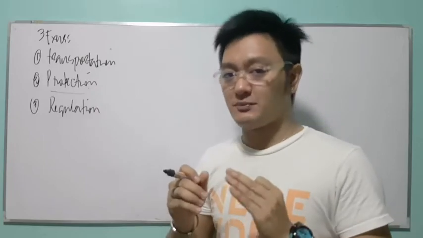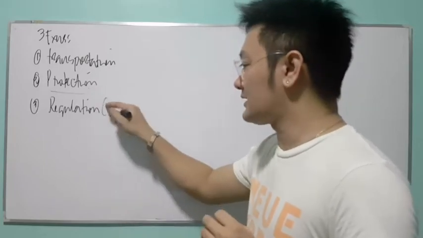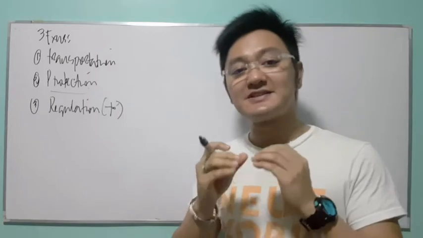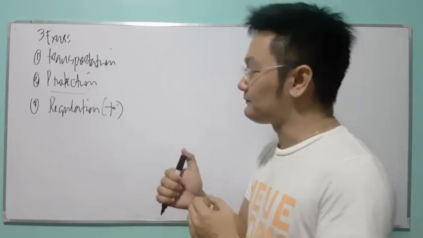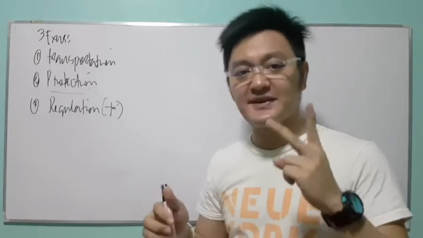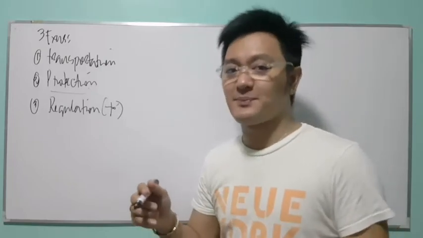The third function of your blood is regulation of what? Regulation of temperature, because the blood has a specific temperature. Now, our blood has two basic components. So what are the two basic components of your blood?